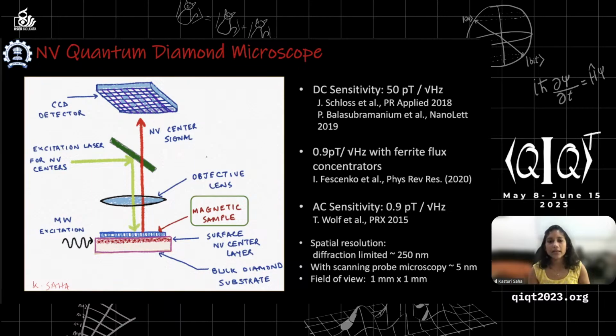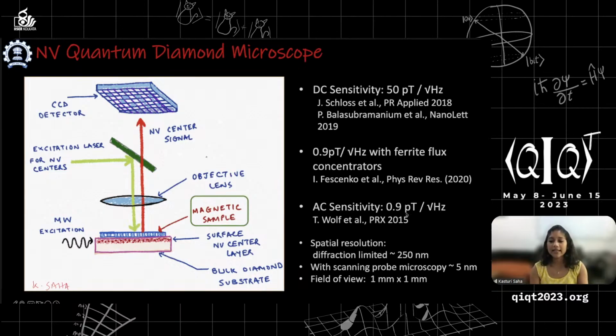So it's called optically detected magnetic resonance. And from the magnetic resonance, from the red light, if you impinge that on a CCD, it has a spatial profile. So it can be a spatial imager, and that's how we built a quantum diamond microscope, essentially. To give some of the numbers, DC sensitivity is of the order of 50 picotesla, 0.9 if you have flux ferrite. These are some special concentrators.